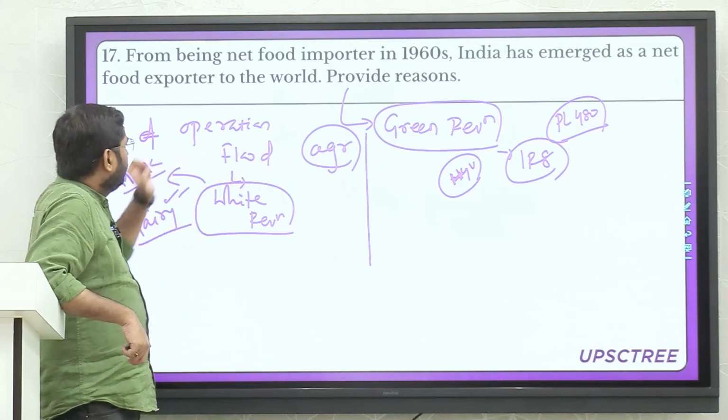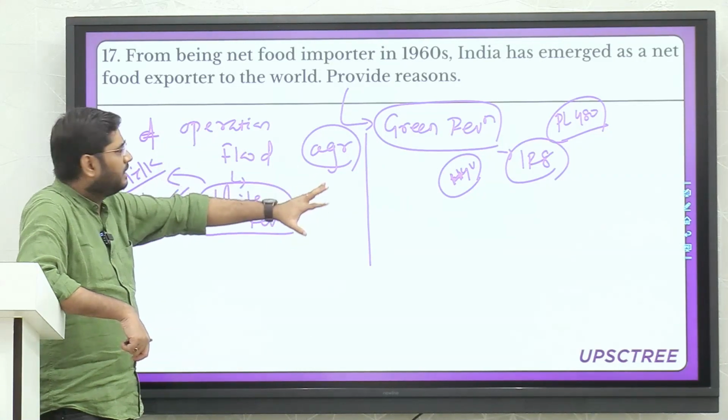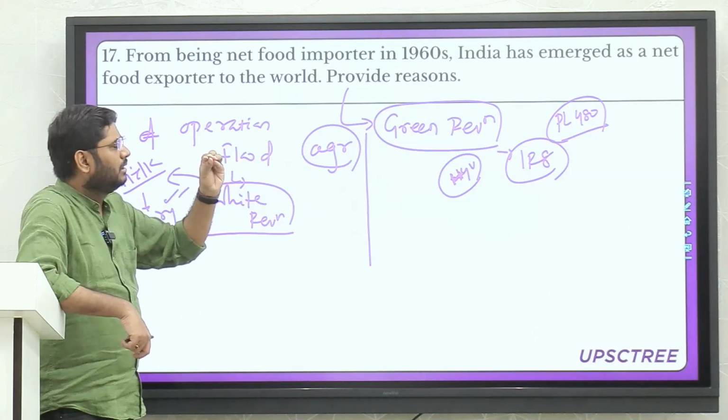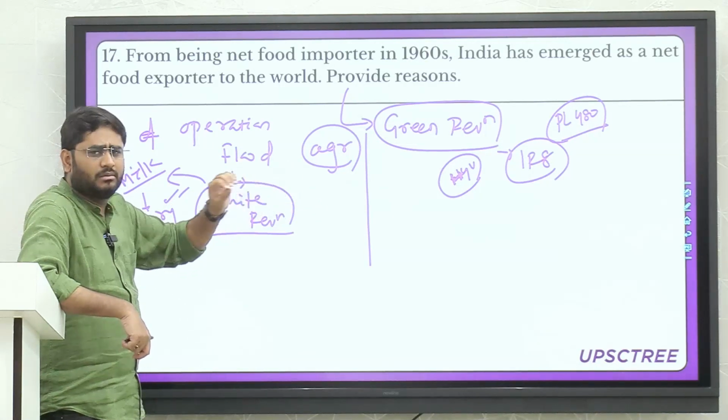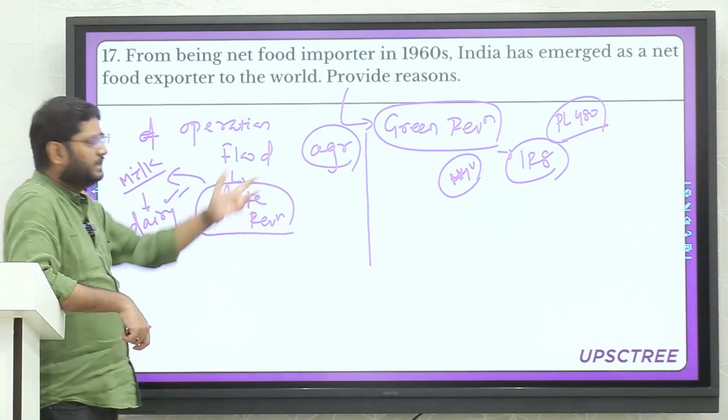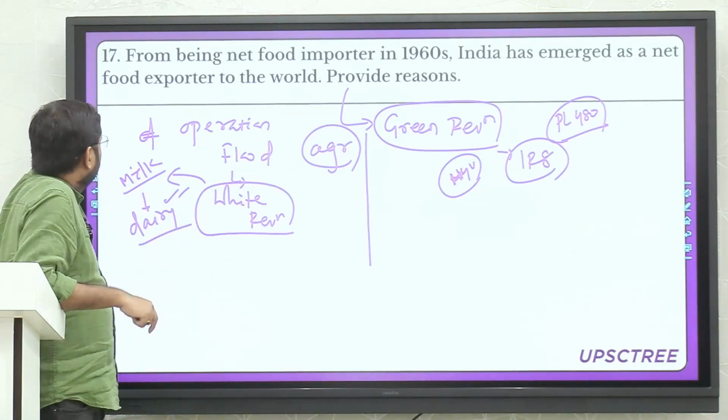So agriculture, food, and many other reasons are there. You can talk about what the Planning Commission did, and you can criticize it a bit as well.